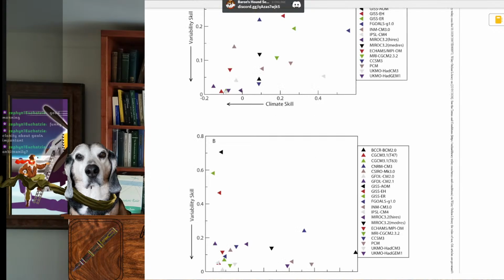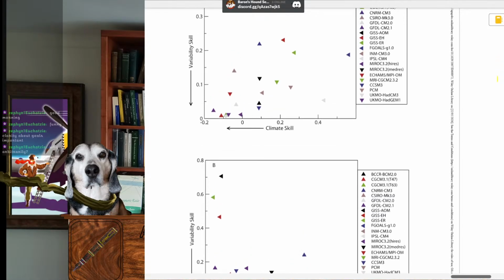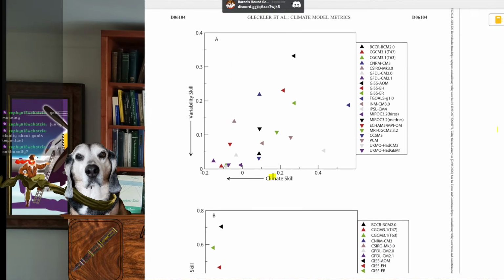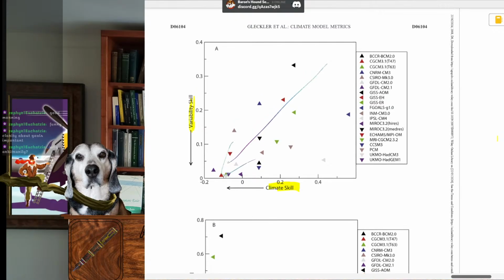So again, he's come up with these two metrics, right? If you remember, we had our climate skill and our variability skill, and so you want to be in this direction, right? So why arbitrarily? So what he's talking about there is in terms of a coefficient, right?